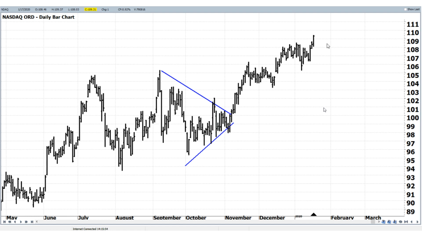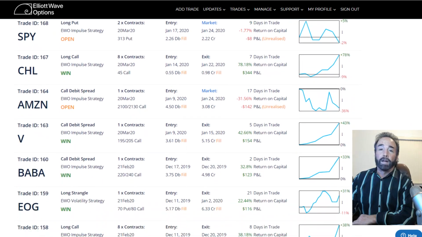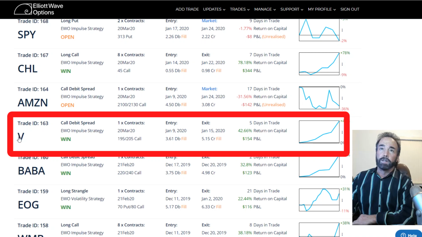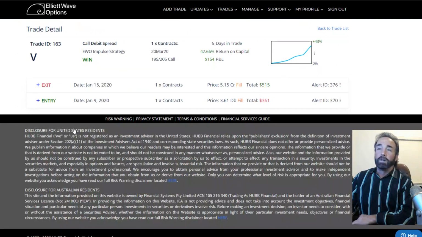I'm going to show you something as far as how we knew where to take this one off. But before we do, there's one other that I would like to share with you, which is trade ID number 163 on Visa, just symbol V. That's in our impulse strategy, and you can see this one was a call vertical debit spread where we turned 43% in 5 days. So quite a different scenario there, a much bigger return in a much shorter period of time. Let's take a look at the particulars here.